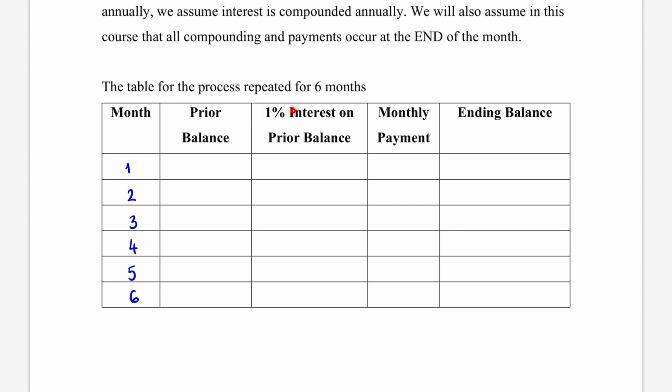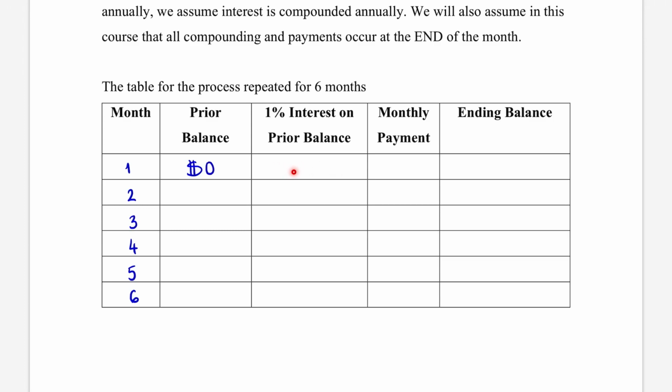The reason it's 1% interest is because this is the monthly interest. My interest is compounded monthly. In this class, we will assume that all compounding and payments occur at the end of the month. So for the first month, I will start putting my money in at the end of the first month. Right now, my account has nothing until I put the money in for the first month. So the account balance before the first month is 0.